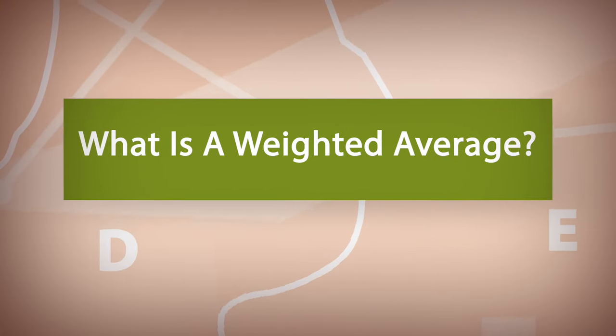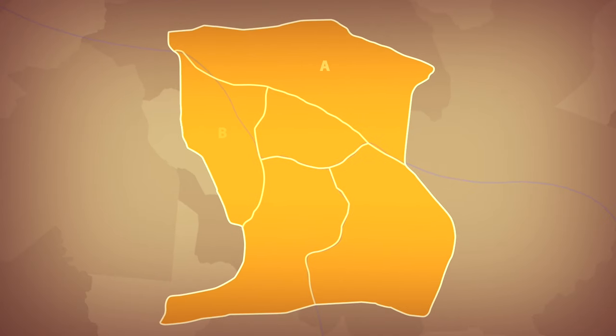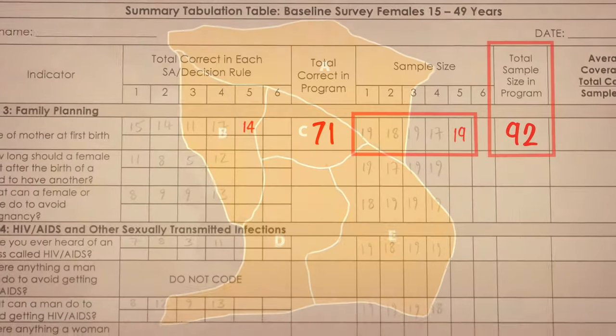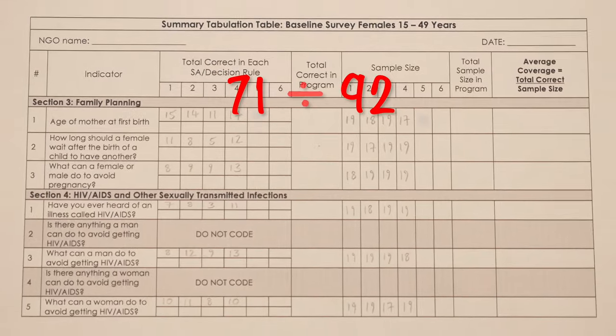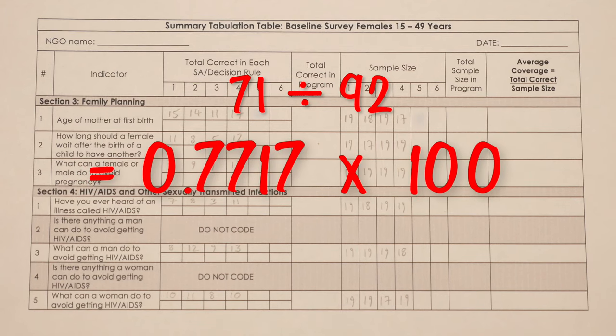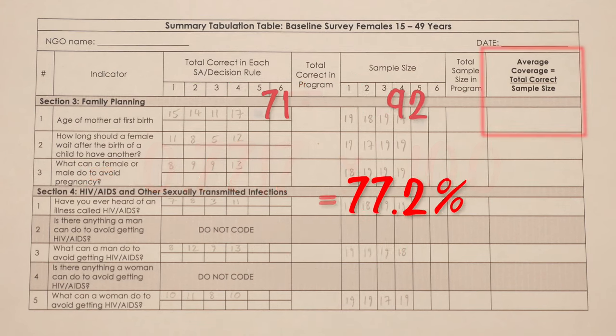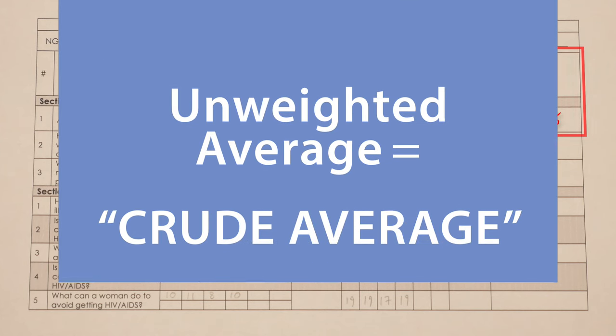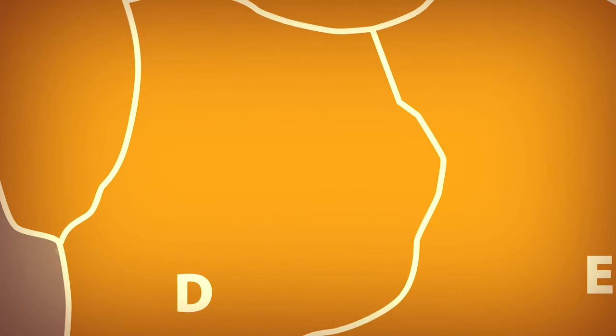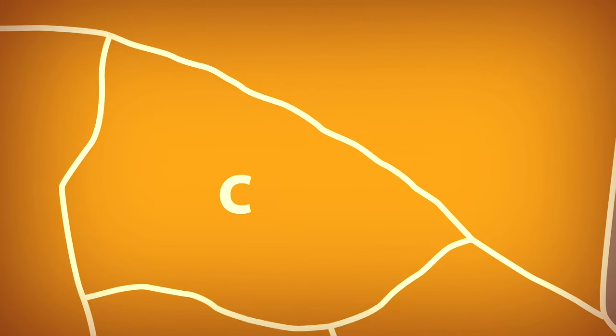What is a weighted average? Not all supervision areas will be the same size. So if you want to find a really accurate figure for coverage across the whole catchment area, you can't always just add all the coverage figures together and divide by the total, as we did in the table. If you're not able to calculate a weighted average for the catchment area, just make a note in your reports that you've used a crude average. But if there is a big difference in size between the supervision areas, it might be a good idea to calculate a weighted average. Let's look at how to do this.